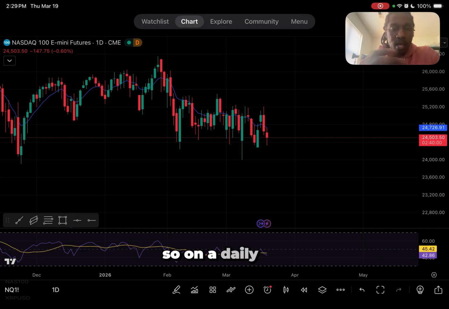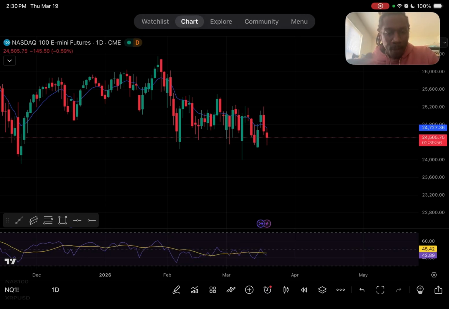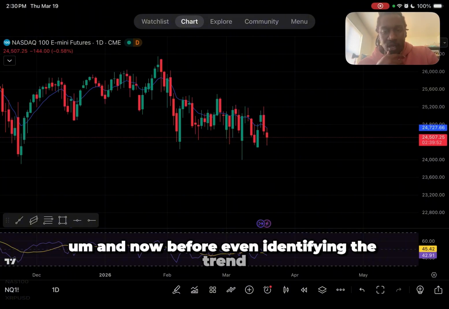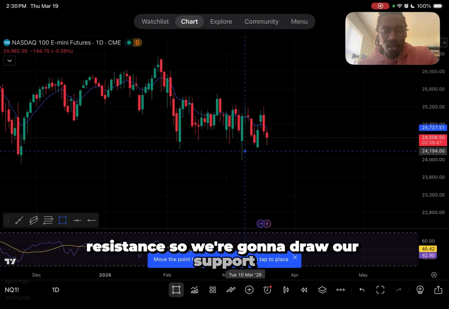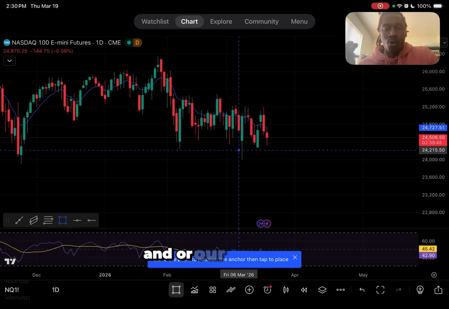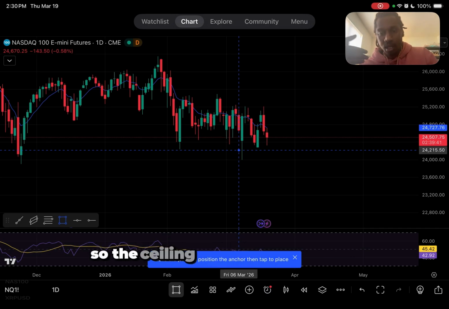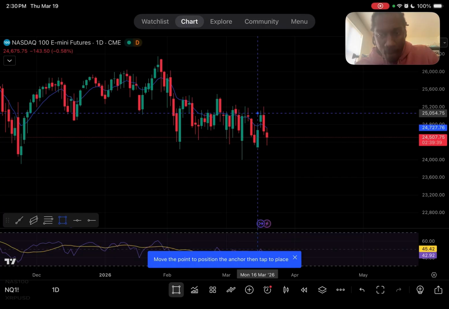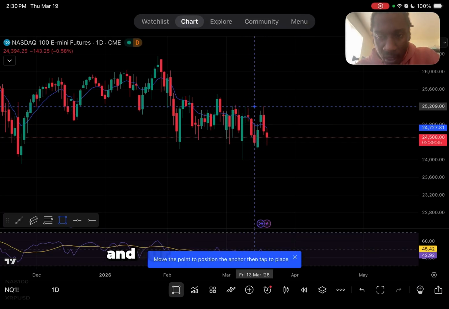On our daily, we identified the trend. And what helps you identify the trend is the support and resistance. So we're going to draw our support and or our resistance. What's easiest for me is to draw my ceilings first. The ceiling is also our resistance. And we got to remember too, our support can become our resistance, and our resistance our support.